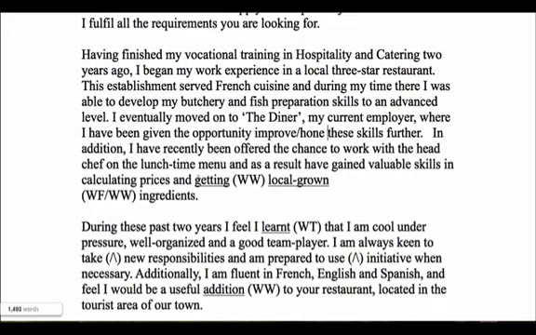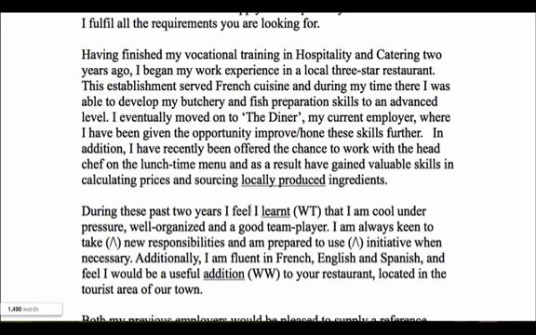Now, towards the end of this paragraph, we've got getting local grown ingredients. Getting isn't wrong, but a much better, much more advanced word, and another collocation here is sourcing. And we also say locally produced. So it should be calculating prices and sourcing locally produced ingredients.